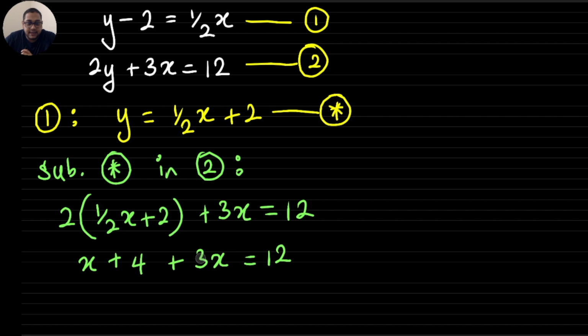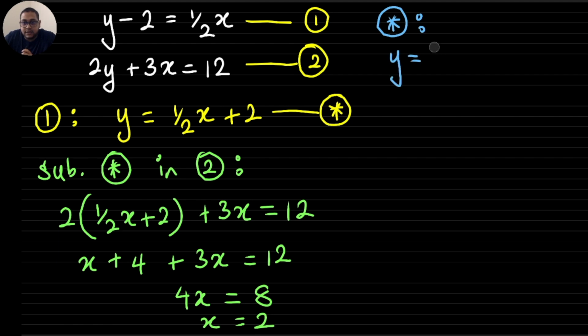Identify your like terms and make x the subject. 3x plus x would be equal to 4x. 4 would jump to the RHS, it becomes negative, then 12 minus 4 would be 8. x therefore is equal to 2. We have found the value for x, that's the first solution. I'm going to use equation 1 again, or rather I can use the asterisk equation to substitute the value for x in order to find the corresponding value for y.